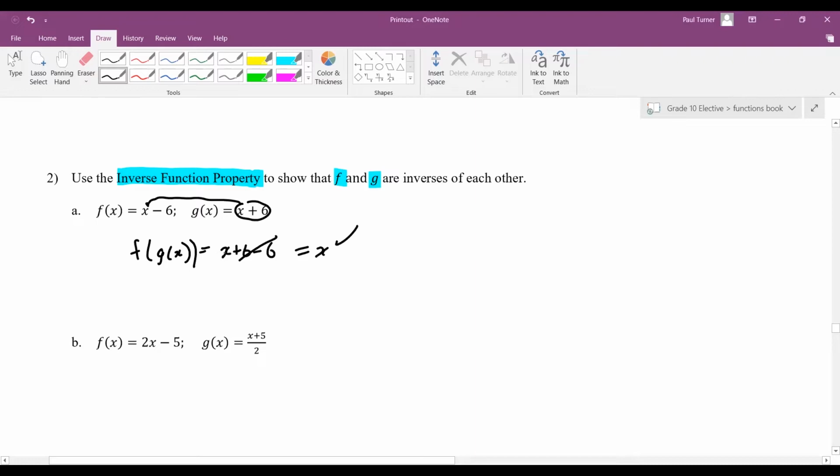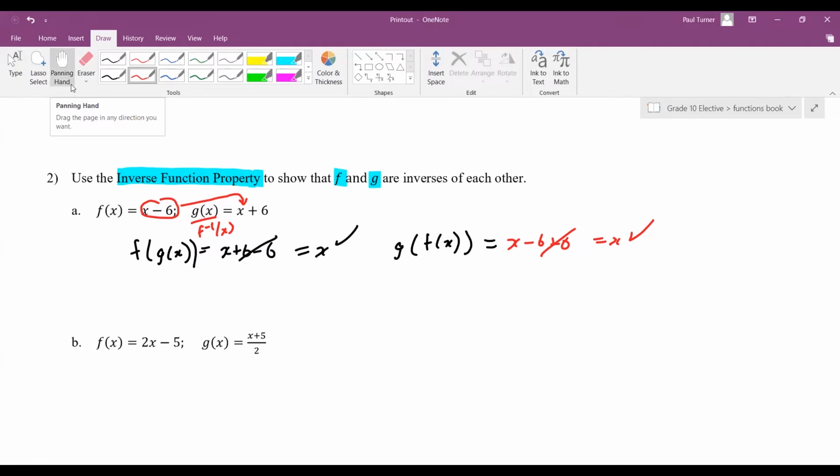And then we do the opposite. So we do g(f(x)), like that. So now we put f inside g. So we'll go the opposite way. So we'll put the f function into the g function here. So you'll get x minus 6 plus 6. Cancel, you get x. Good. So that shows that f(x) and g(x) are inverses. Okay, you could also just call that f inverse of x now. You could just change the name if you want to show that these are inverses.